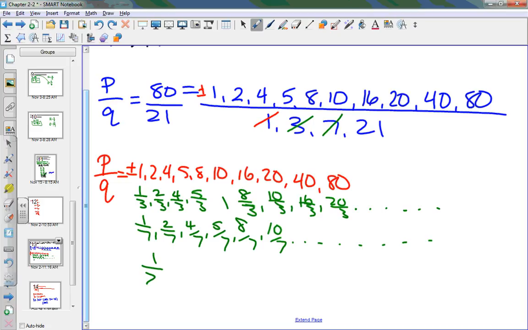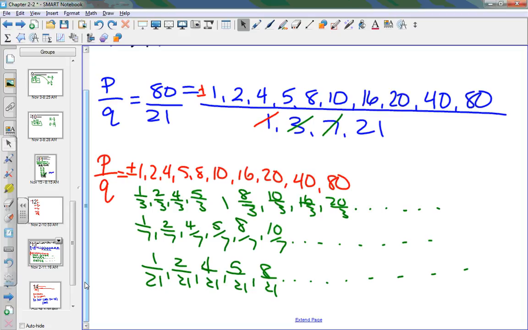Now, 1/21, 2/21, 4/21, 5/21, and 8/21, and so on. Okay? So all the P over Q values. You with me? You're welcome. Try to be loving. Okay? So much fun for me. Okay? Now, that's my P over Q values.